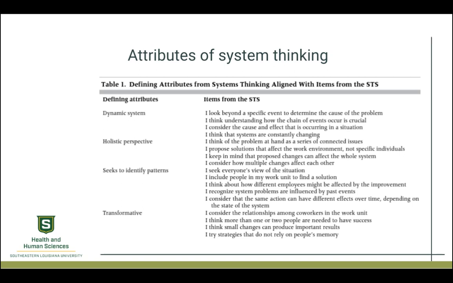Some of the questions to ask or items from systems thinking to look at is, I seek everybody's view of the situation, because this way you won't really understand how it's going if you're not having this multifaceted identification of patterns or inquiries. Then lastly, with transformative attributes, some of the items in systems thinking is looking at, I consider relationships among co-workers in the work unit. Is also looking at, I try strategies that do not rely on people's memory.